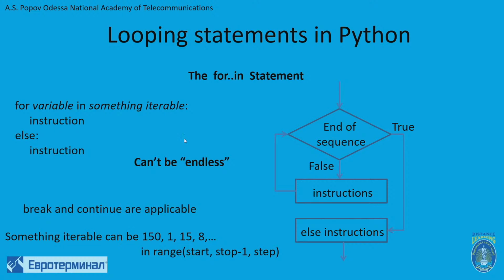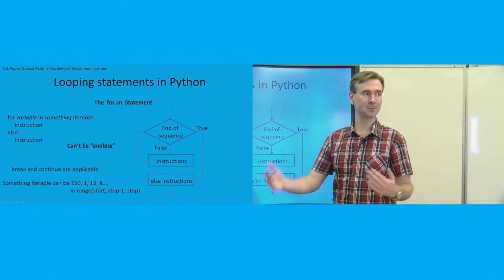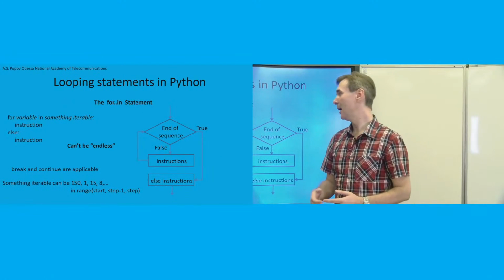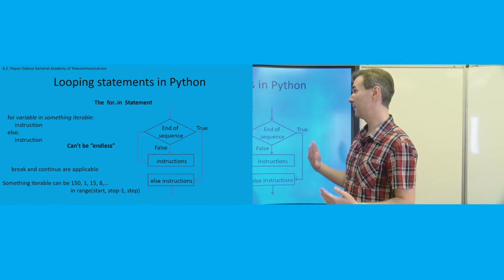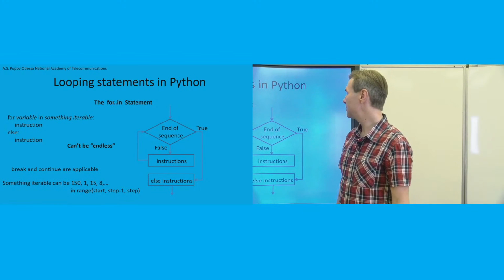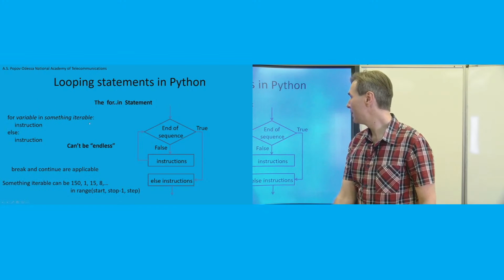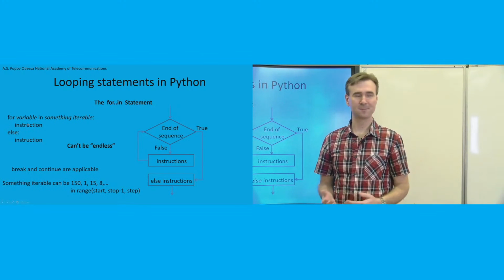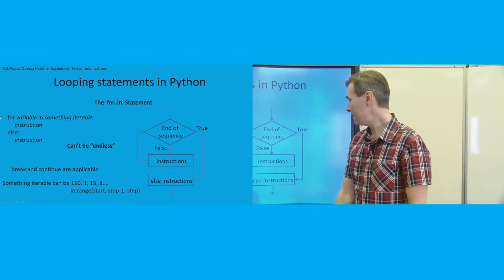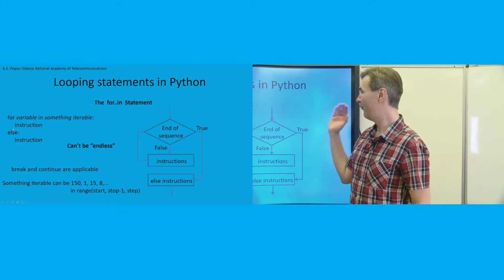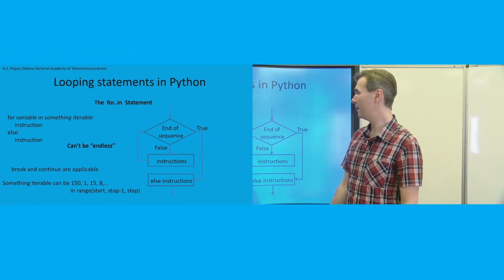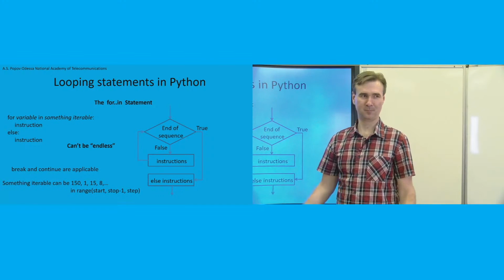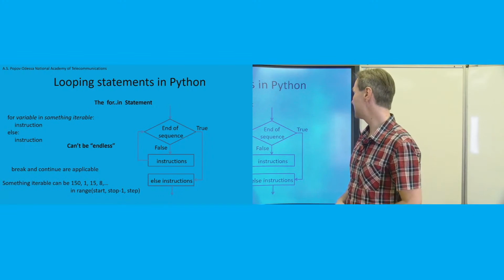So here is the syntax: for variable in, and then we provide something iterable. It can be a list, it can be a tuple, it can be anything iterable. Then we put a colon, and then we put the block of instructions. Of course, in the case of a for cycle, we also can use an else block with corresponding instructions.